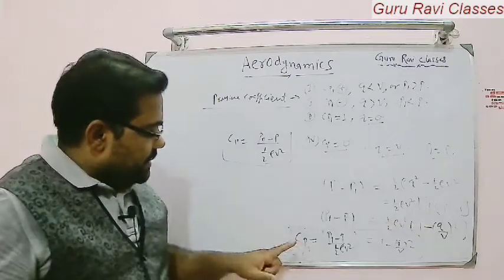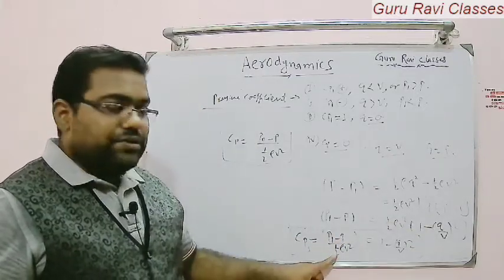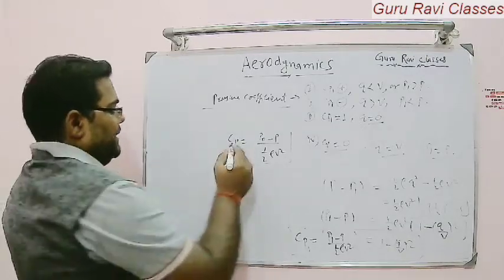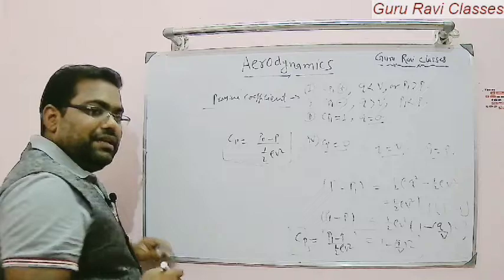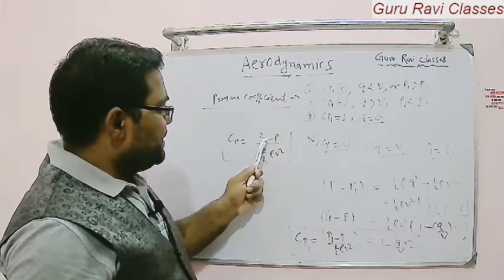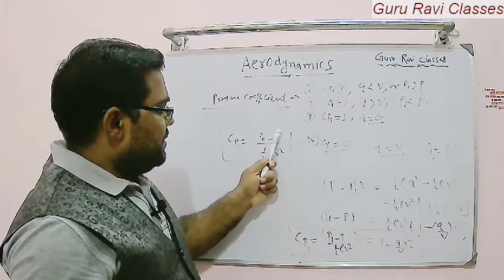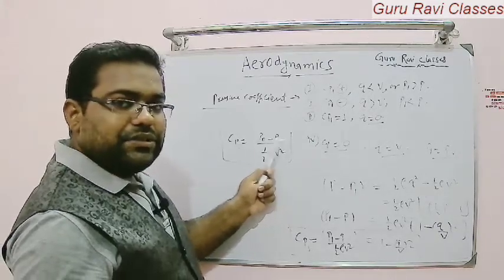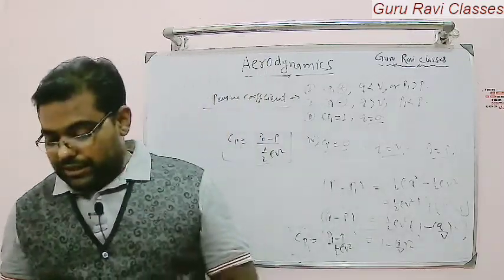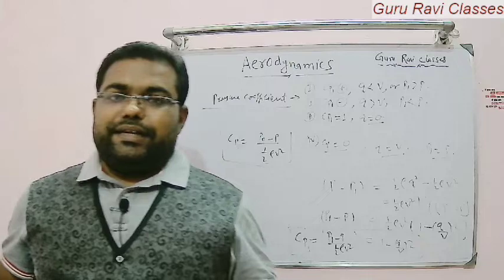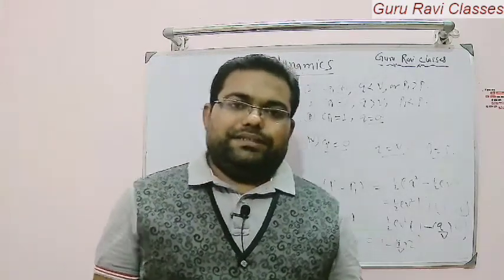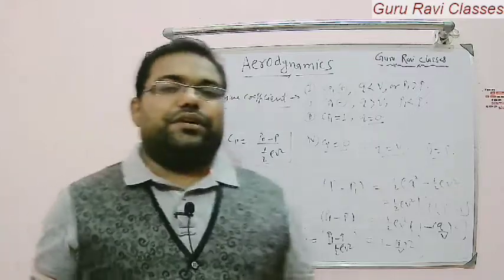So if I am writing Cp1 as P1 minus P divided by half rho V square, then what will this be? This is nothing but Cp naught, the pressure coefficient at a stagnation point. This is Cp naught, because it is considered with respect to P naught, and the reference is P, right? So this is Cp naught, this is Cp1. This is known as pressure coefficient. This pressure coefficient knowledge is much needed when we are dealing with aerodynamics. Without the knowledge of this, you cannot proceed.